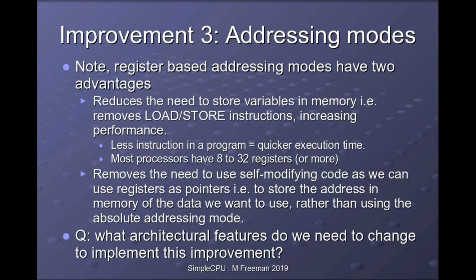So now I have register indirect addressing mode for my loads and stores. I can use a register as a pointer into memory. I don't need to modify the address stored in the instruction as I had to do in the simple CPU version 1A. I can just update a register.